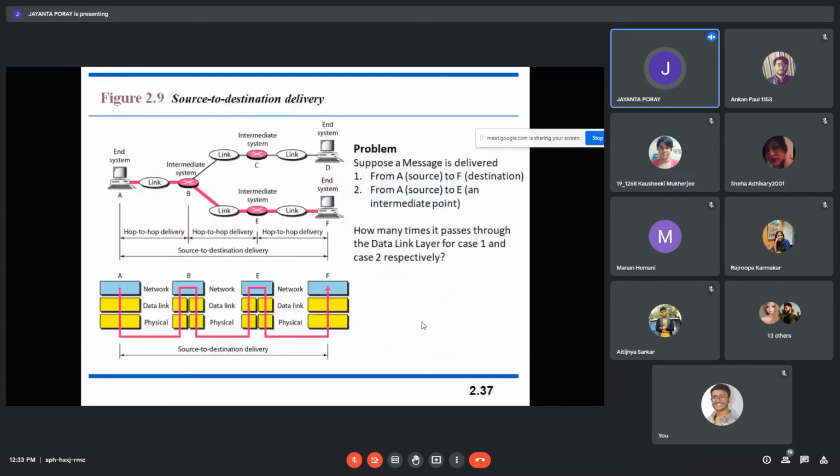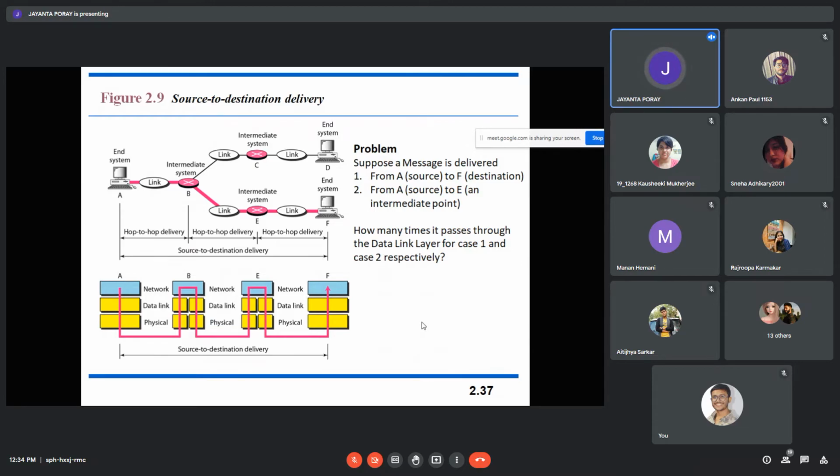I am just going into a question actually. Can anyone answer it? Suppose a message is delivered from a source. Just look at this figure carefully. Suppose a message is delivered from source A to F and from A to E. How many times does it pass through the data link layer in case 1 and case 2?